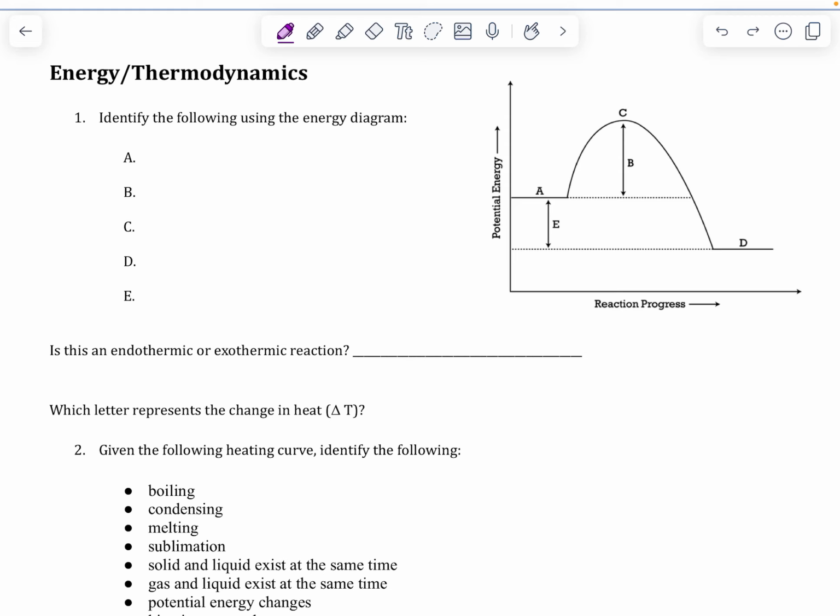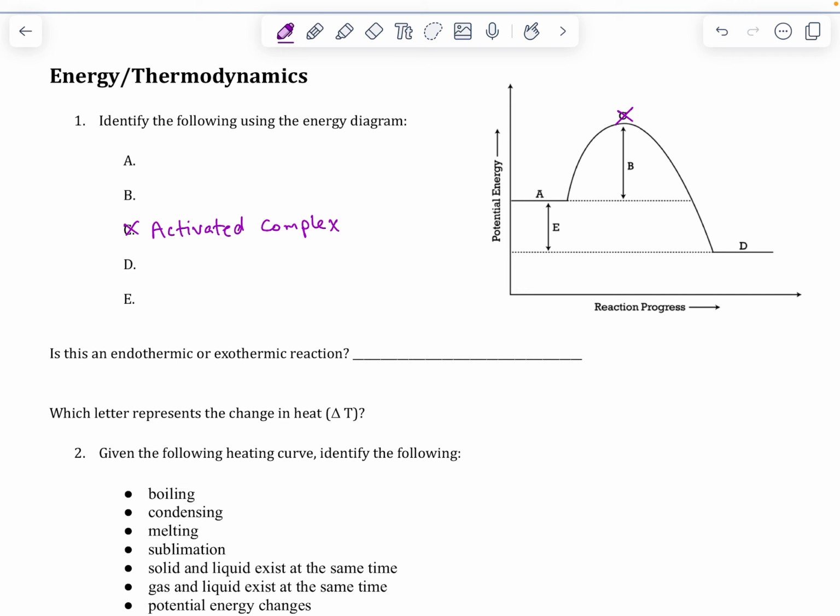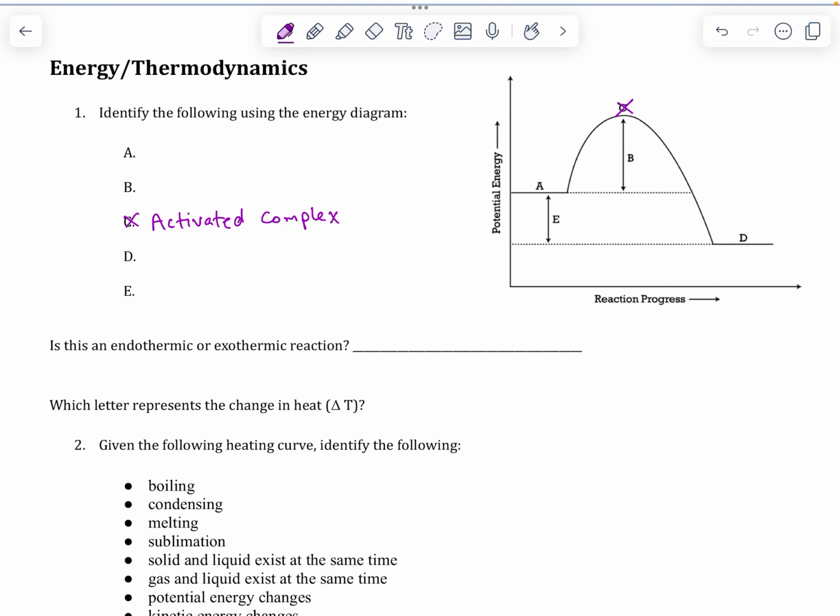Now, C, we didn't really talk about in class. I will tell you right now, it is what we call the activated complex. The activated complex is just the point at which our reaction begins to then progress. So you don't have to worry about C, but I put it there just because it's a part of this type of potential energy diagram. But the other parts are the more important parts.